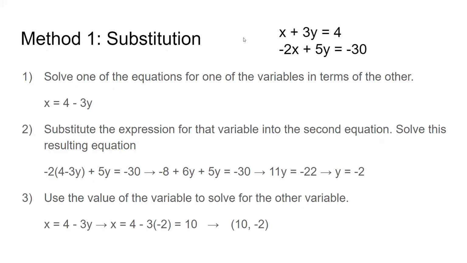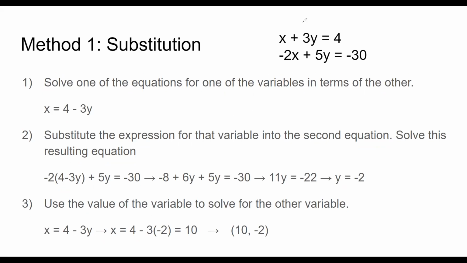So basically, when you're solving a system of equations, one strategy you can take is substitution. In substitution, what you do is you solve for one of the variables in terms of the other variable. So in this example, we took this equation and we solved for x. So we said x is equal to 4 minus 3y, after we subtract 3y from both sides. Then you substitute in this value of x into the other equation. So we had negative 2x plus 5y equals negative 30.